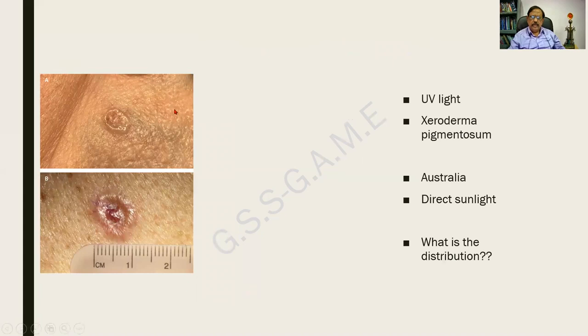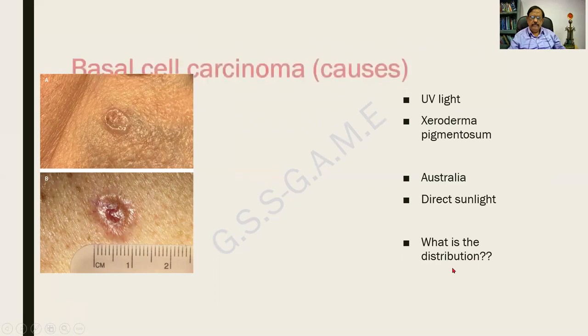What are the causes for the basal cell carcinoma? It can be ultraviolet light, a congenital condition called xeroderma pigmentosum where there is a defect in the chromosome. The patient can be having multiple malignancies, including a basal cell carcinoma. And it is common in countries such as Australia where there is direct sunlight. And what is the distribution?